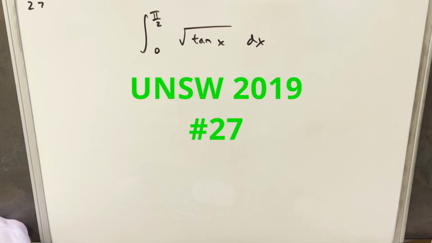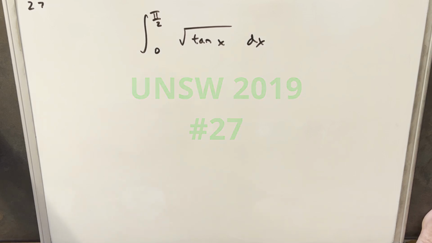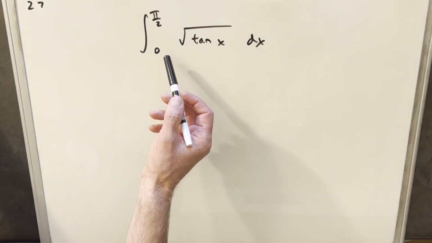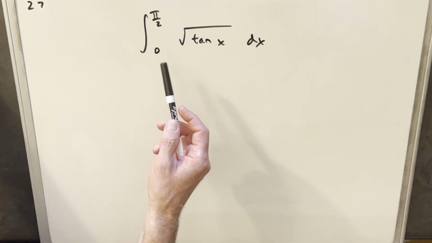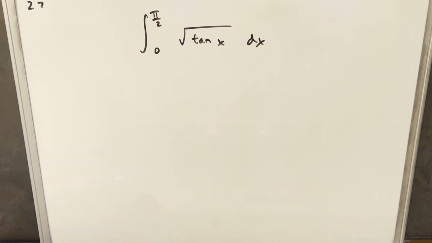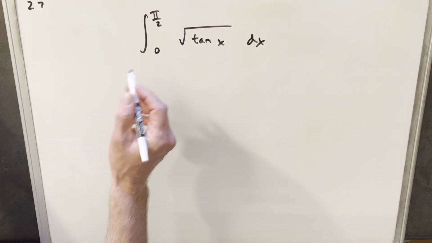Hey, we've got a really nice integral here today from the UNSW Integration Bee. We have the integral from 0 to pi over 2 of square root of tan x dx. To start, I want to do some kind of u substitution using these bounds. The nice thing about the bounds from 0 to pi over 2 is we can do a substitution that's going to allow us to use the complementary angle formula.